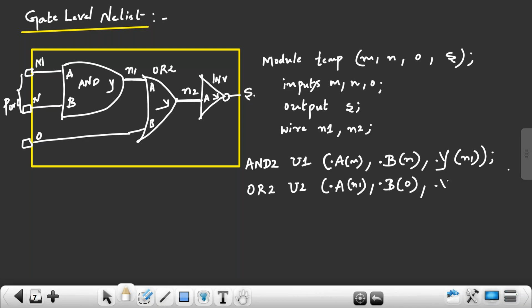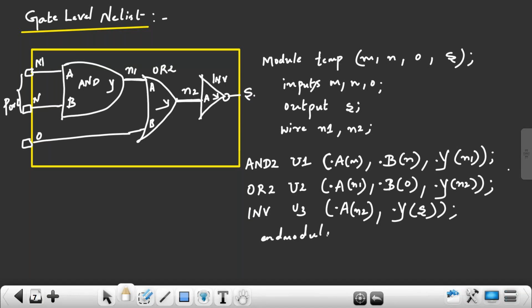Y pin, where is it connecting? This Y pin, it's connecting to what? N2. This inverter, U3 instance. A pin, where is it connecting? A pin of the inverter, where is it connecting? N2 net. Y pin, where is it connecting? Yes. Then end module.